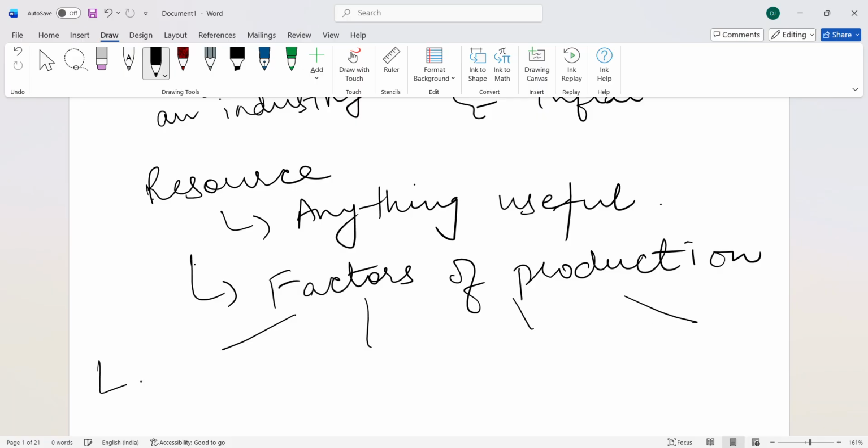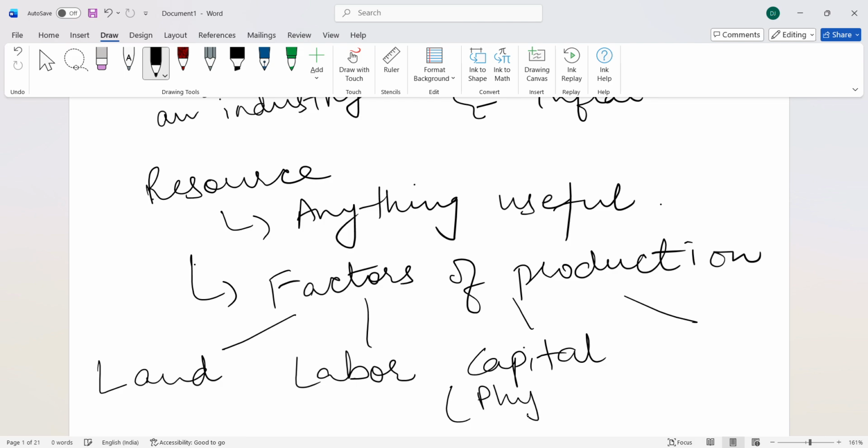One, you have land, then you have labor. In land, we cover everything, all the natural resources: your air, water, land, soil, everything is covered under land. Your labor is basically the human capital that we have, right? Then the third factor of production is capital. We talk mainly about physical capital, so basically machinery, equipment, tools, factories. That's what your capital is.